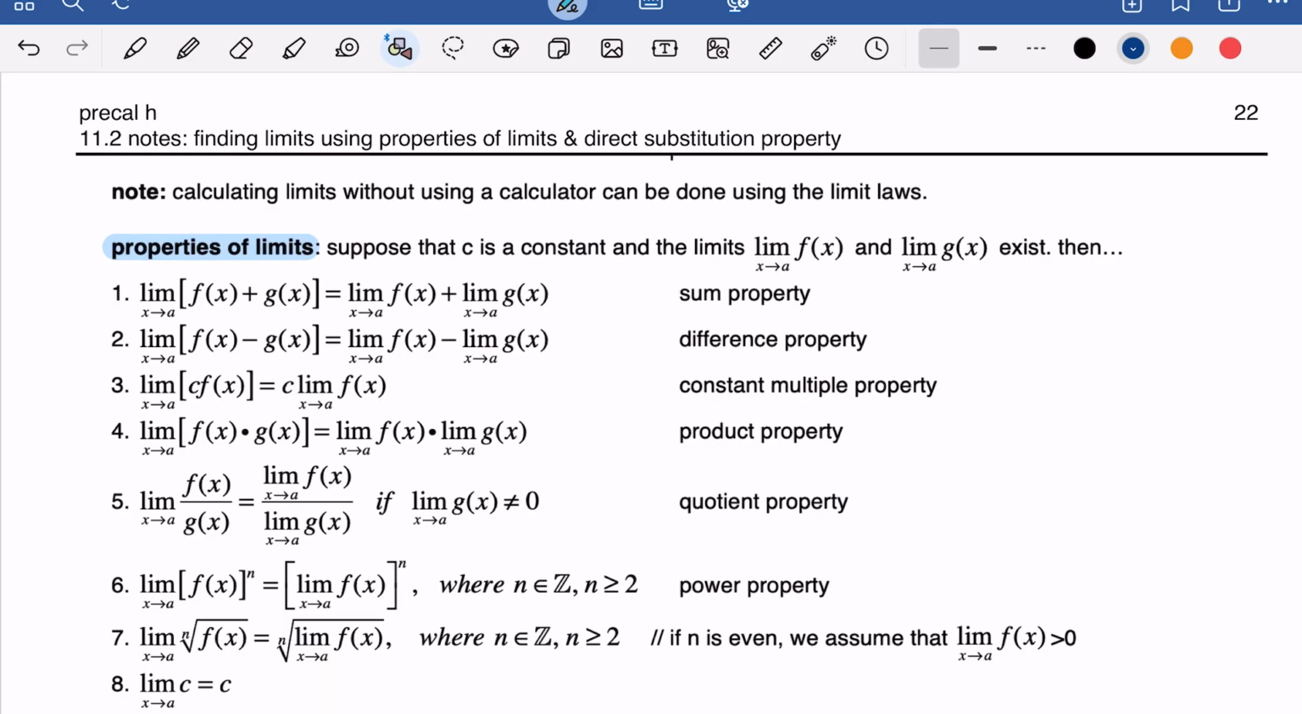A quick recap, we're going to use the direct substitution property as soon as we get a value that is in our domain, and we can use these properties of limits and skills we learned in Chapter P to manipulate the function so that we have something that we can use direct substitution for.